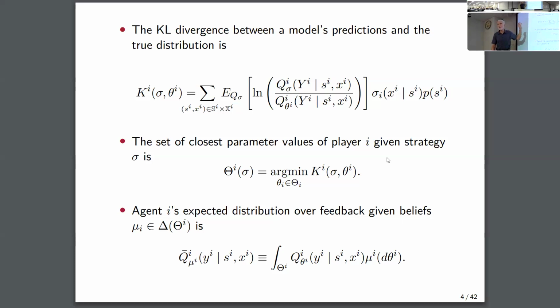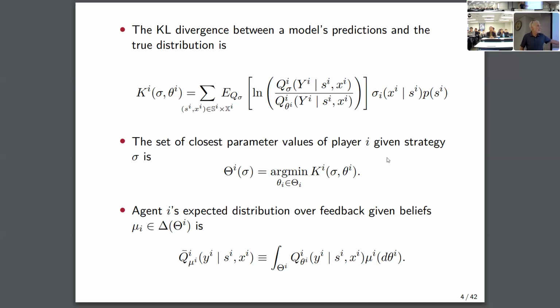And the set of closest parameter values, the set capital theta I of sigma, is the set of models theta I that minimize the KL divergence from the true model. So it's very much the same as what I was doing. The extra complication is that you have a signal first and a map from signals to what you do, and the expected distribution over feedback.